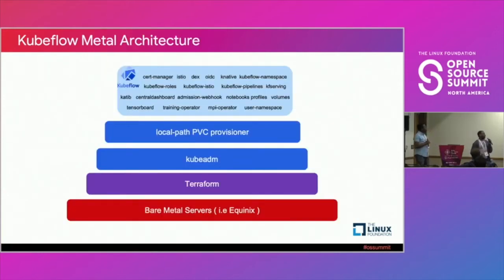So this is a high-level view of the components of Kubeflow Metal, what you get when you run a Terraform apply. Like we've mentioned, the underlying infrastructure here is going to be Equinix Metal servers at this time. We're looking into maybe adding different kinds of providers like Linode or DigitalOcean in the future. And then, of course, we use Terraform to manage those boxes.